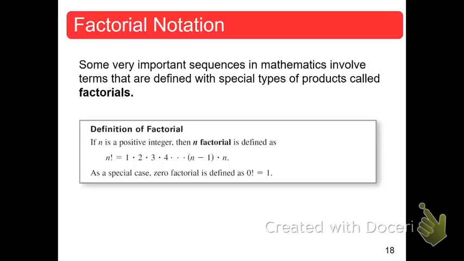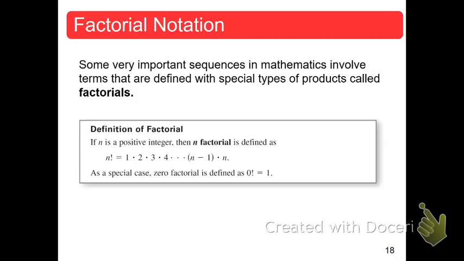Okay, factorial notation. The big thing with it is that it's just another way to write out products. The definition of a factorial is: if n is a positive integer, then n factorial is defined as... Now, it looks a little confusing. It's just n factorial is equal to 1 times 2 times 3 times 4, all the way up, with every number being multiplied to whatever our n is.